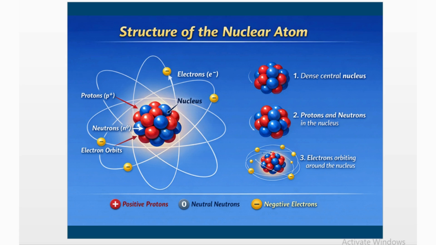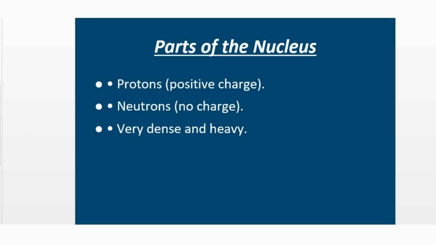This can be explained with the structure of the nuclear atom. At the center of the atom is the nucleus, which is surrounded by negatively charged electrons and contains positively charged protons. So this is a dense central nucleus, with protons and neutrons in the nucleus and the electrons orbiting around the nucleus. The parts of the nucleus: the protons have a positive charge, the neutrons have no charge, and the nucleus is very dense and heavy, which determines the stability or structure of these atoms.